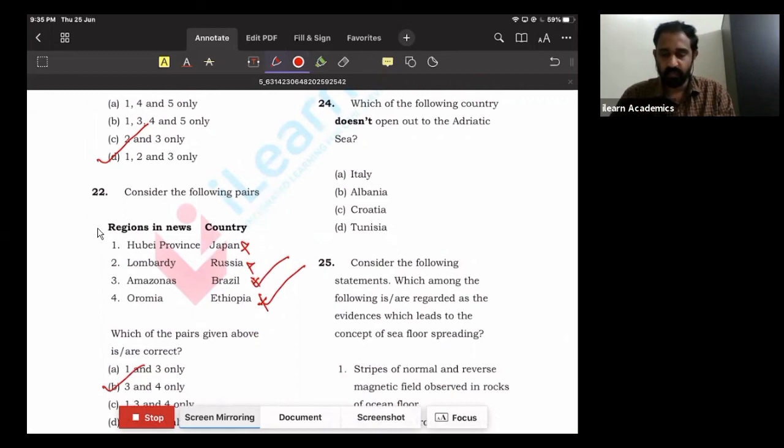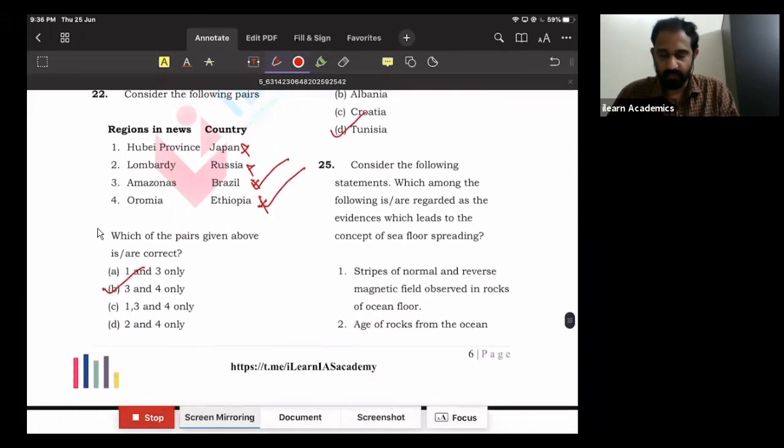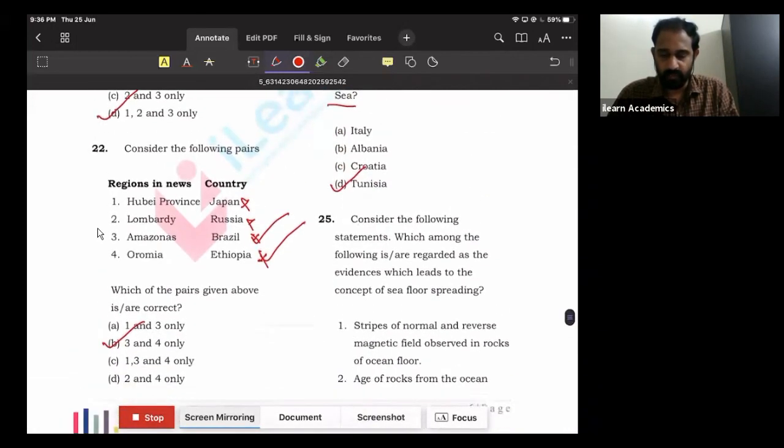Okay. So next question. Which of the following country does not open out to the Adriatic Sea? So Adriatic Sea as an option, as a term was introduced in 2019 prelims. Obviously, we are expecting UPSC to ask something related to Adriatic Sea in the next year, because Italy was so much in news because of the COVID-19 pandemic. So here we know answer is B. Tunisia is along the coastline of Mediterranean Sea. So not along Adriatic Sea.